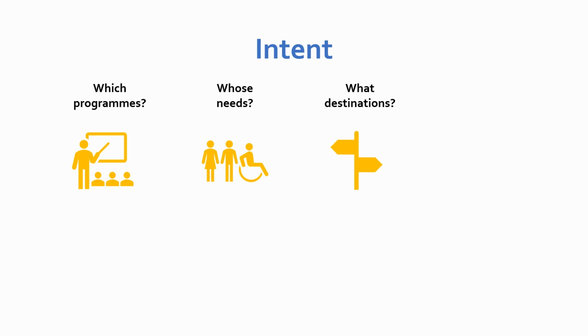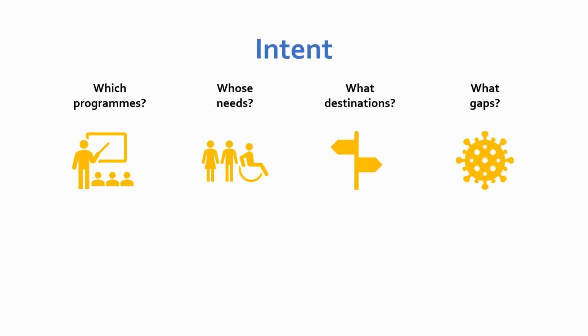So we were asked to think of intent not as mission, vision and values, but as content. What's the content of our curriculum? What do we choose to teach? So here are a few headings that can help us order our thinking on this. Which programs? Whose needs? What destinations?